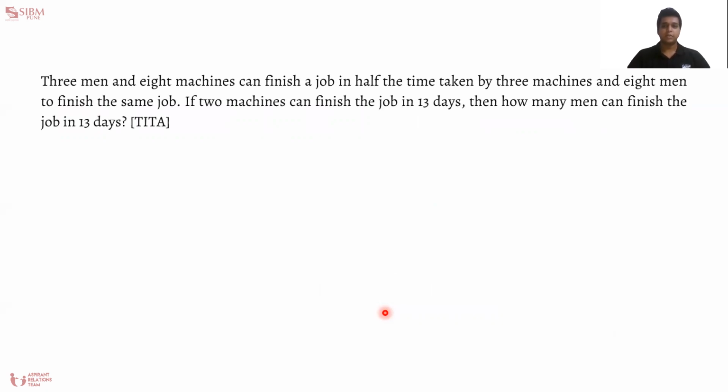Moving ahead, let's see another type of problem in work and time. You can pause this video and have a look at the question. So one concept that we have to be thorough with is the fact that when you say that A can finish a job in half the time as B, it translates that A is more efficient and it's inversely proportional. So A is twice as efficient as B. So let's see how we apply that here. And this is a TITA-type question, so there are no options here.